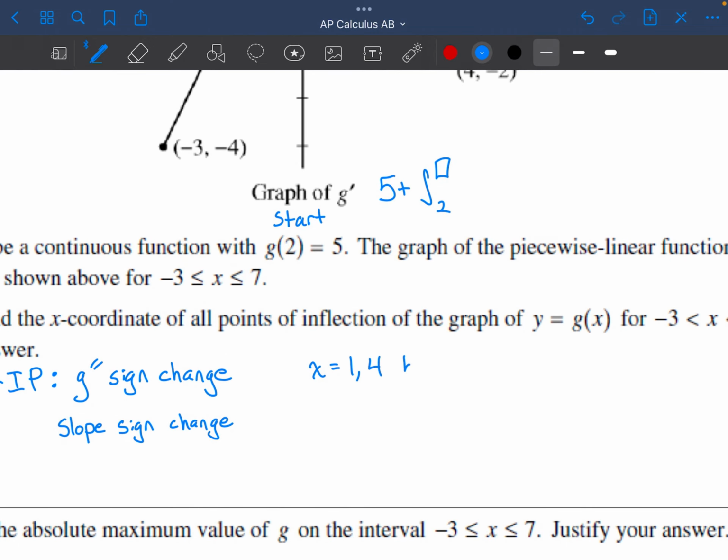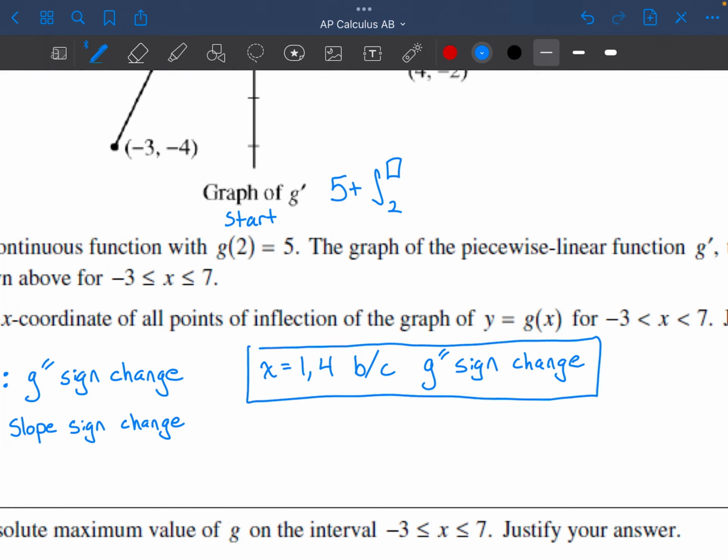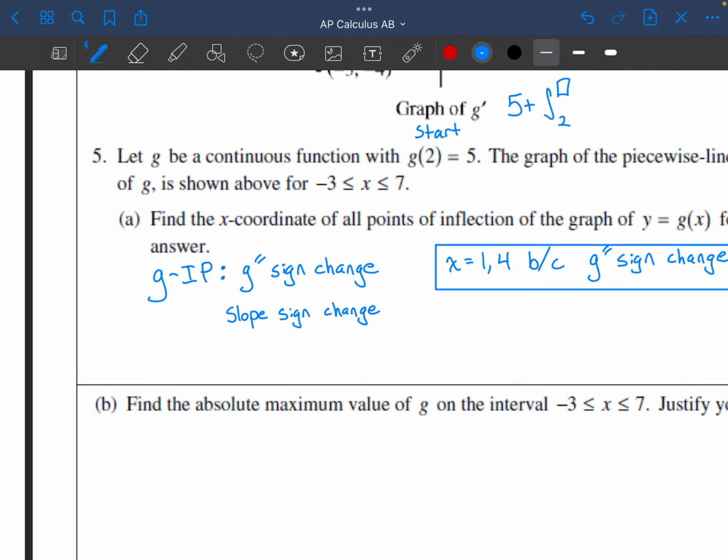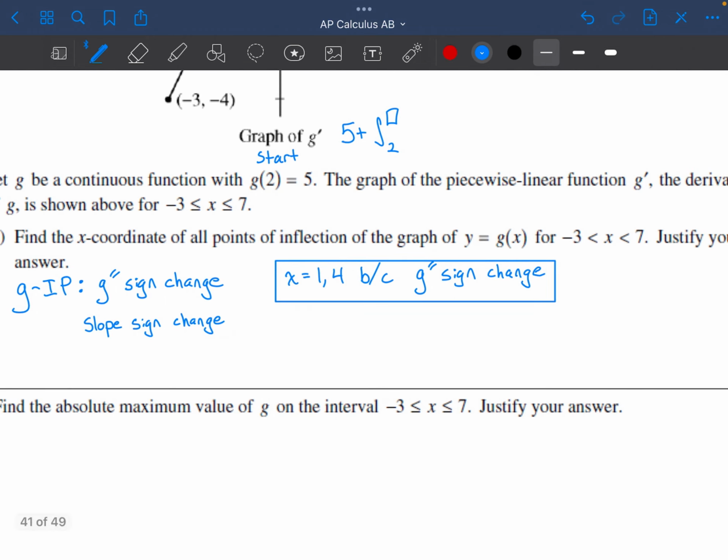And our rationale, we're going to put it again, even though we've already put it once, is that we have a g double prime sign change. And that's all we need. I'll go ahead and box it so that the AP grader can find it easier. Slick.